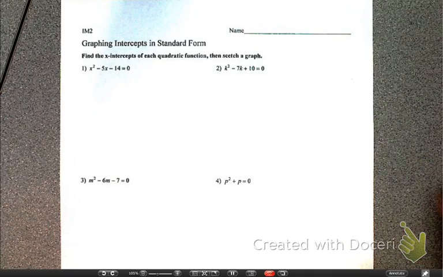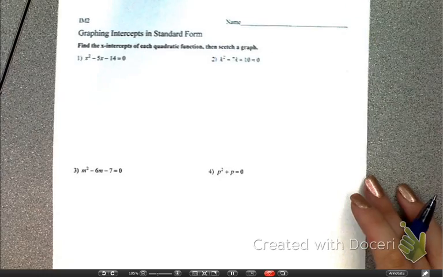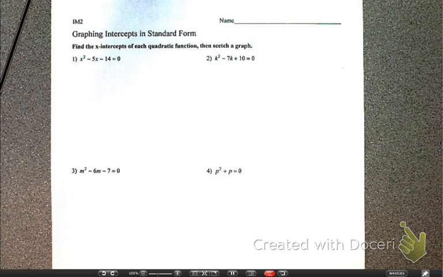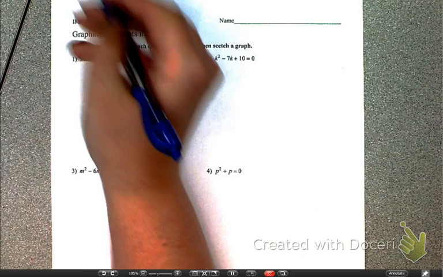Okay, so you should have out your homework and a red pen, pencil, something to write with. I'm going to go through this. If you have any questions, stop me. But here we go. All right, number 1.